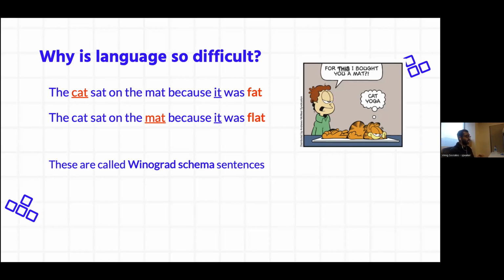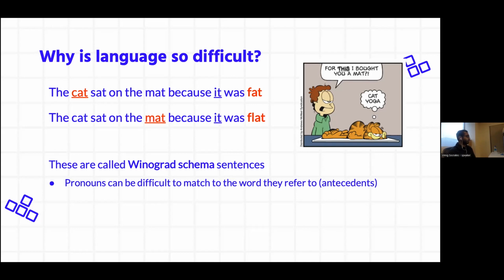And they're called Winograd schema sentences because they were made by this guy named Winograd, and they're particularly made to be confusing for computers. In general, one of the main issues with these sentences is that pronouns can be difficult to match to the words that they refer to, and these words, mat and cat, are usually called antecedents.